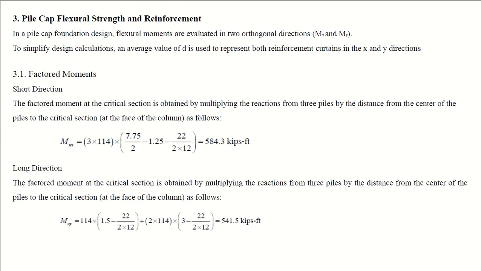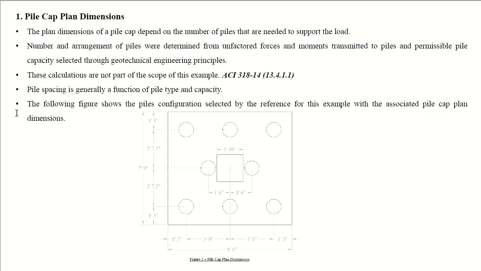So, third step is the pile cap flexural strength and reinforcement. In a pile cap foundation design, flexural moments are evaluated in two orthogonal directions, which are Mx and My. Okay, now from now onwards, keep these two terminologies in your mind, x and y. To simplify design calculations, an average value of d is used to represent both reinforcement curtains in the x and y directions. Number one part is for effective moments in the short direction. Okay, let me show you again which one is the short direction. See, this 7 feet 9 inches is the short direction, this 8 feet 6 inches is the long direction, okay.